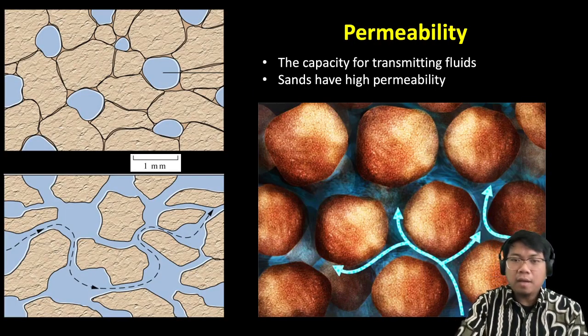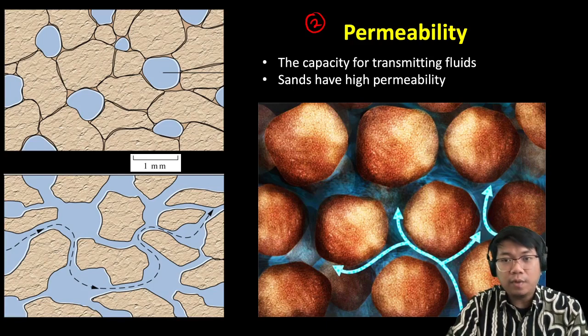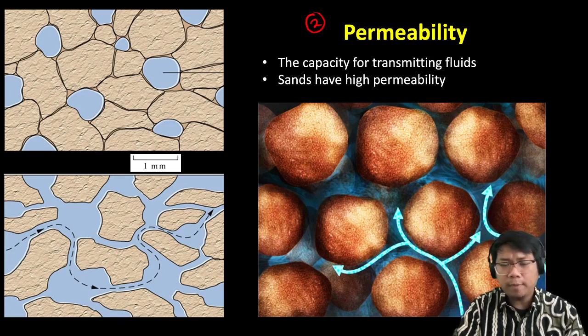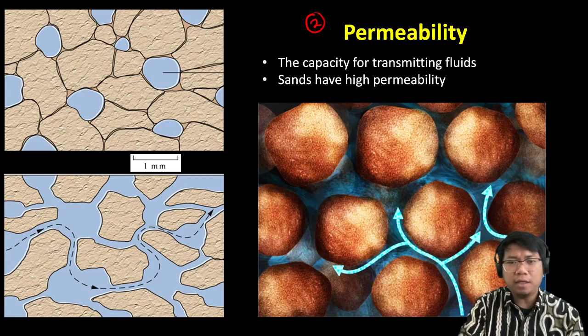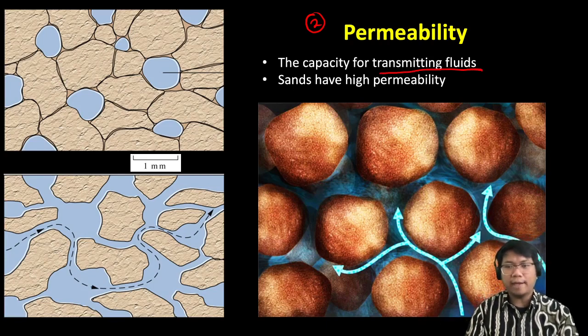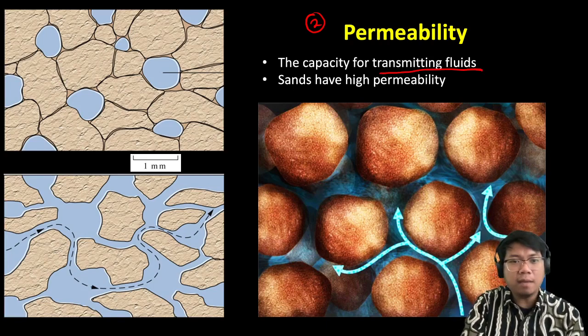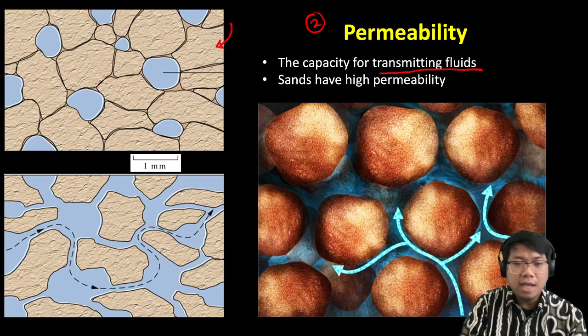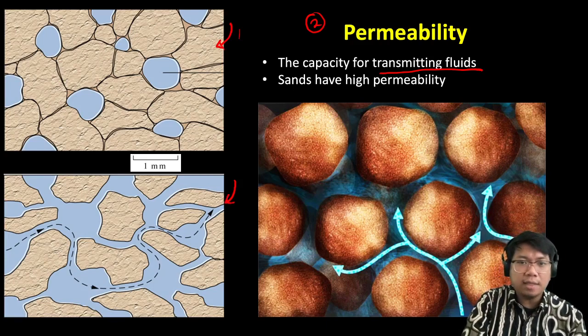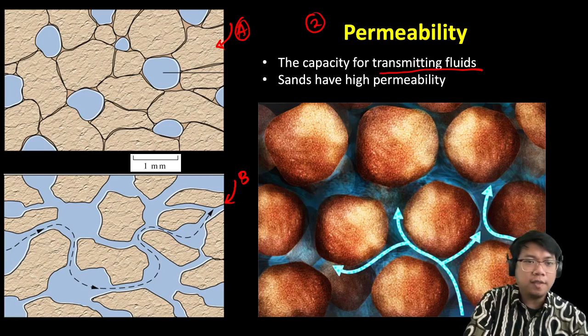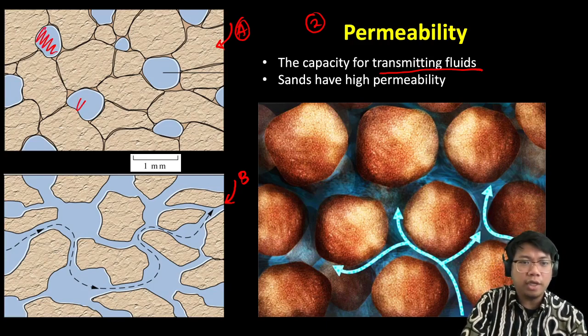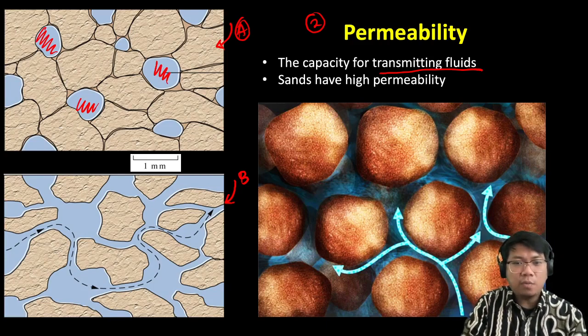The second rock property that I would like to introduce is called permeability. So what is permeability? It is the ability of rocks to transmit fluids, and in this case, of course, we're talking about groundwater. To give you a better illustration, I have two rocks, rock A at the top and rock B at the bottom. Rock A has pore spaces illustrated by these blue areas. We see some pore spaces within rock A, and rock B obviously has a lot more pore spaces.